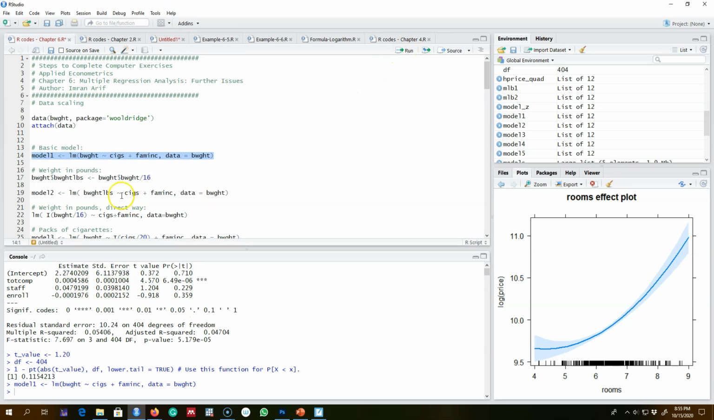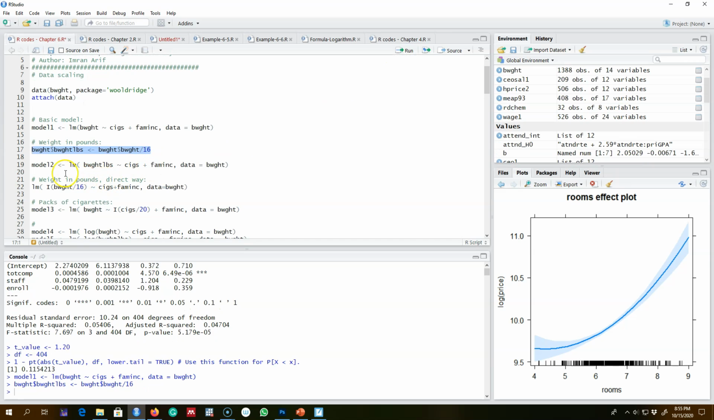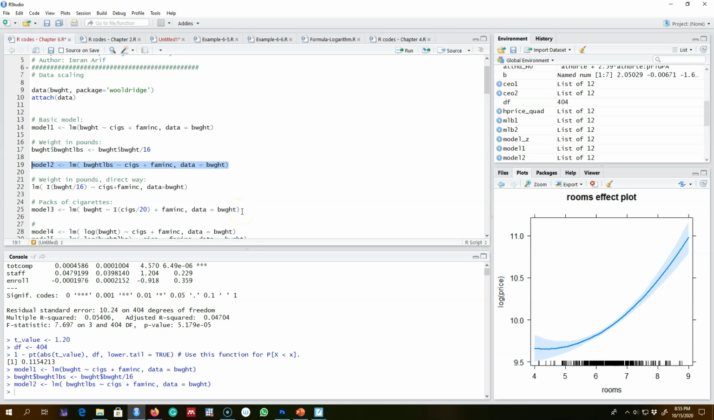I'm going to regress. Next, we're going to convert this variable into pounds, that is, child birth weight in pounds rather than in ounces. We're going to do it by dividing this birth weight by 16, because there are 16 ounces in 1 pound. So I'm going to create a new variable, birth weight in pounds, and attach it to the data. In the next model, I'm going to regress birth weight in pounds rather than in ounces on the same explanatory variables, that is cigarettes and family income, and save the results as model 2.